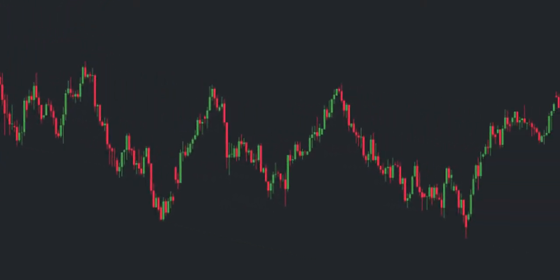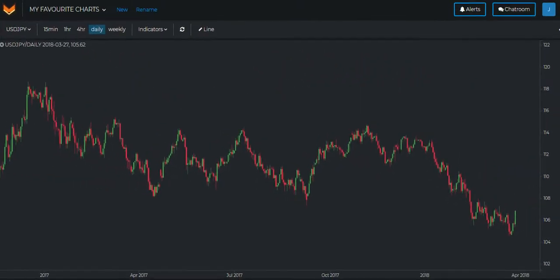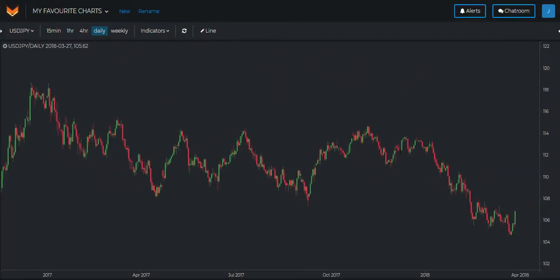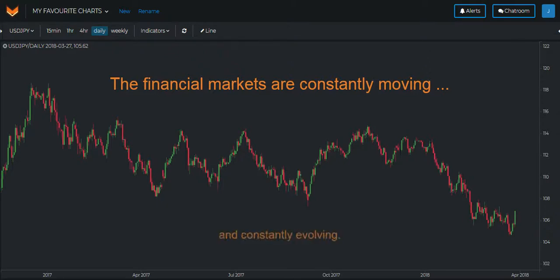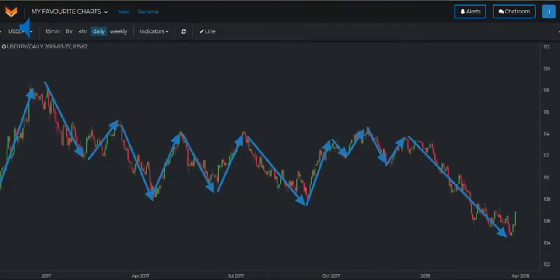A handful of traders may find a thin slice of predictability amongst the randomness and the chaos of the markets, but the simple truth is that this is a very tough job because the markets are constantly moving and constantly evolving. The only thing that consistently happens in all markets, which is something that we can all agree upon, is simply that sometimes the markets move up and sometimes they move down.